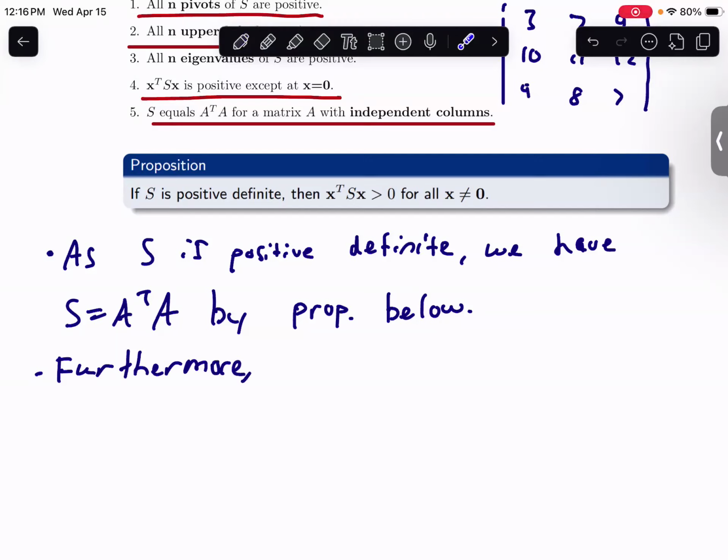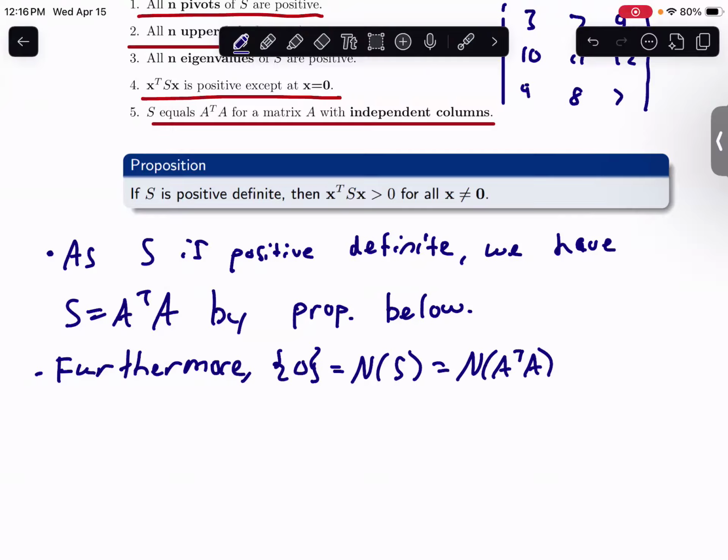Because S is positive definite, as I said in the beginning of class, this immediately means that S is going to be invertible because it has positive eigenvalues. None of the eigenvalues are 0, which means it's going to be invertible. So we can say that the null space of S is equal to 0, because S, again, is invertible. And by definition, S is equal to A transpose times A, so this is equal to the null space of A transposed times A.